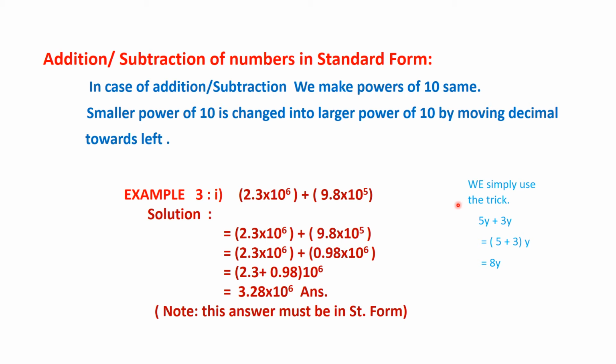Simply we use the trick 5y plus 3y. Taking y common, we get 5 plus 3, which is 8. So we must keep in mind, in addition or subtraction of numbers, 10 powers are made the same or equal. This is the main rule of this part.